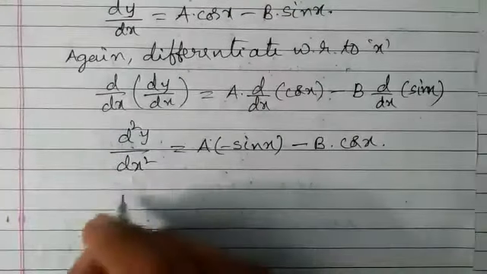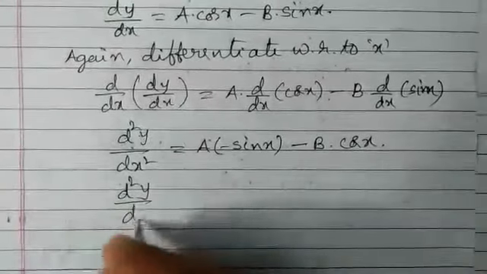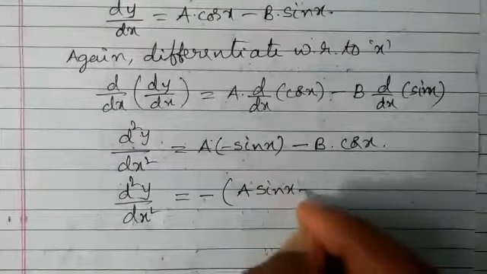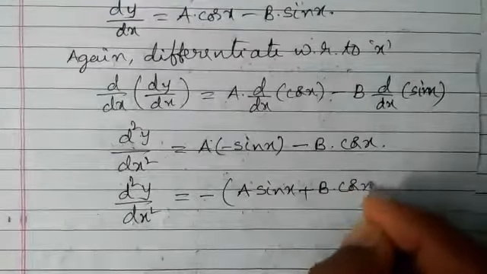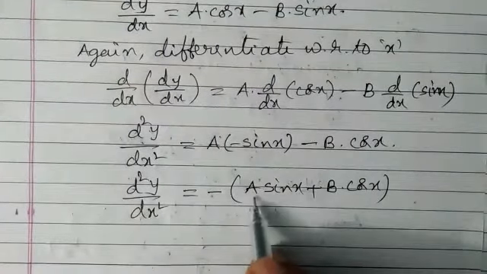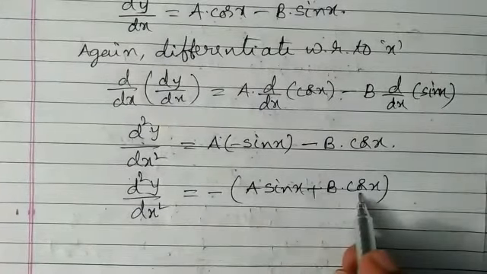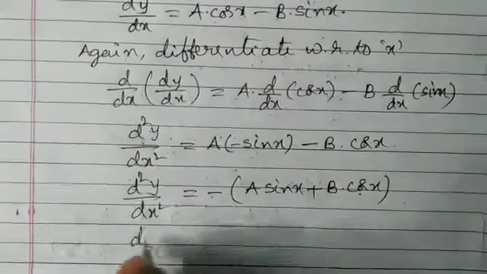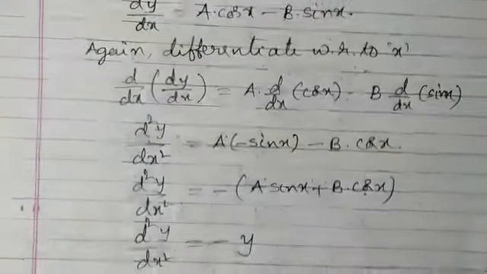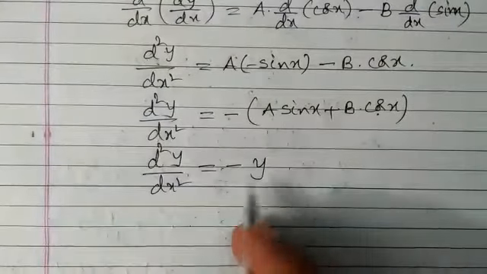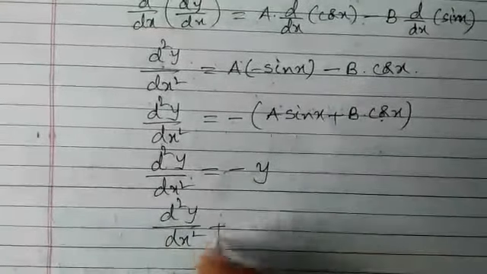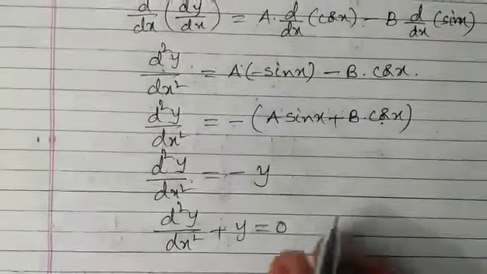Guys, in these two terms, take minus common. d square y by dx square is equal to minus bracket of a sin x plus b cos x. Actually, a sin x plus b cos x is our given function, which is y. So d square y by dx square is equal to minus y. Transpose to this side. What do you get? d square y by dx square plus y is equal to 0.